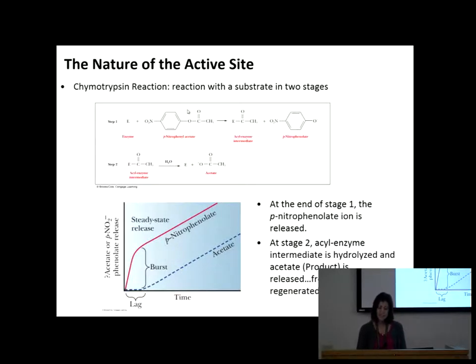So again, in this model molecule, what we're doing is we're cleaving. We're breaking a bond. And the way that the enzyme does it is first to form a covalent bond with the carbonyl, then release the other half of the molecule. And then what we do is we cleave that.